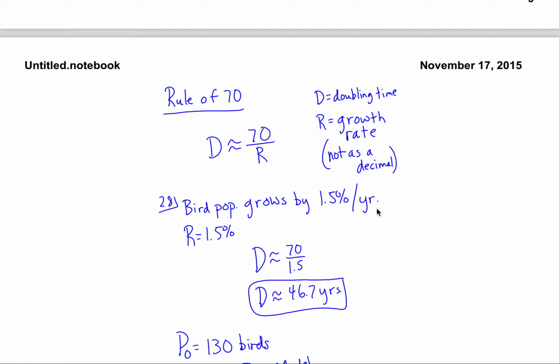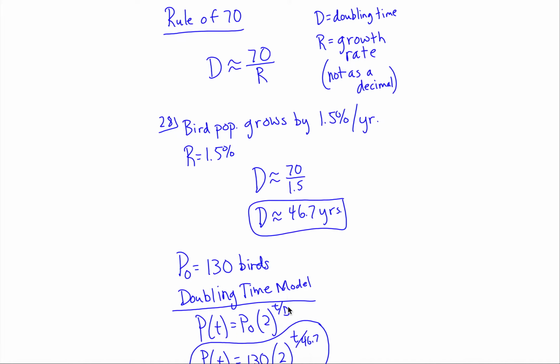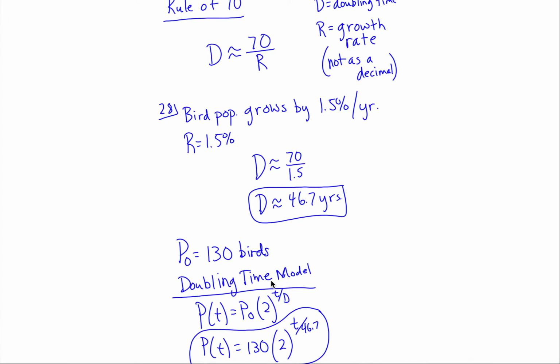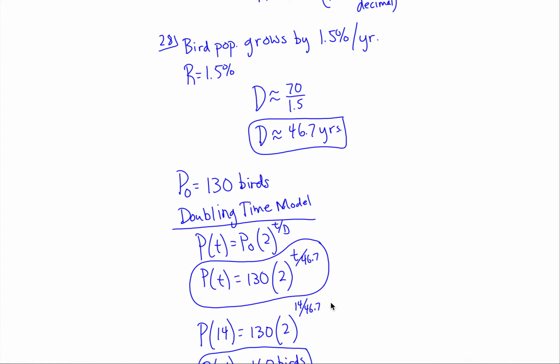So let's say we have a bird population that is growing by 1.5% per year. Again, that means that's what's happening. And we'd like to find what its doubling time would be. And so the rate would be 1.5%. And the doubling time would be, using this rule of 70, it gives you that it should double in around 46.7 years. If you started with 130 birds, you can then use your doubling time model and find out how many birds will be there in, let's say, 14 years. So that's a way you can do that.